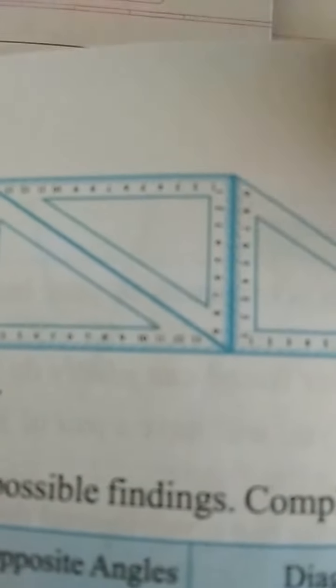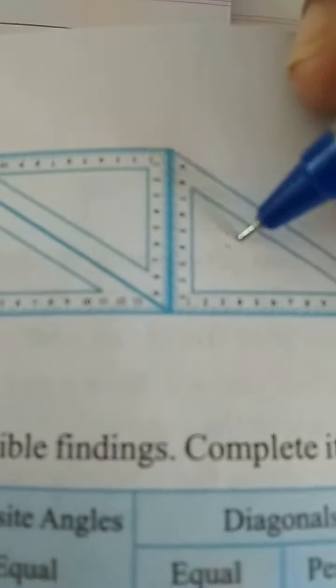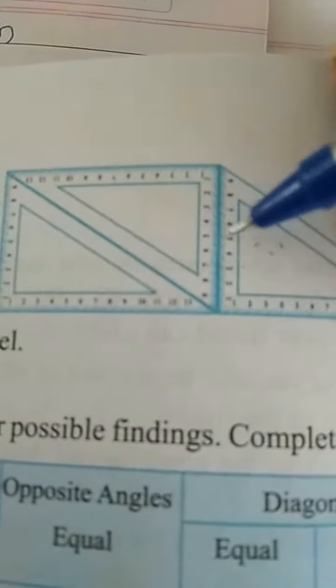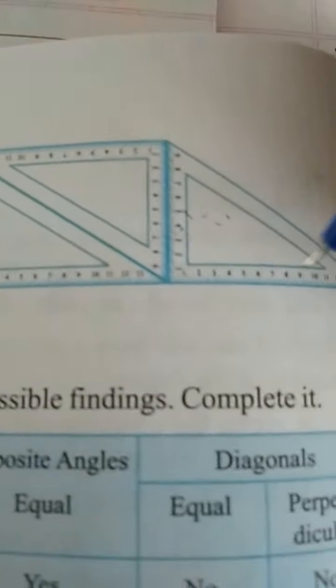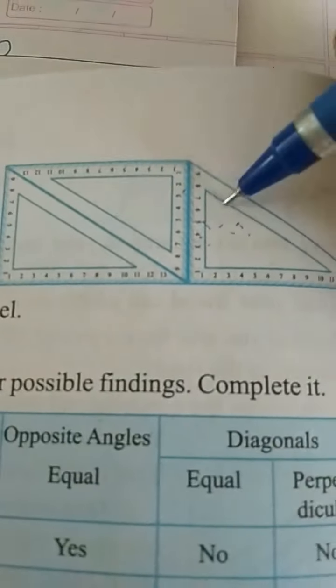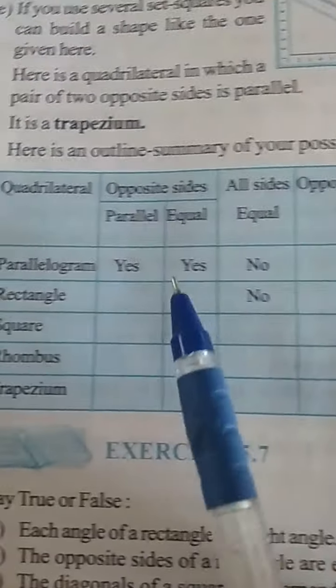In your geometry box you will get these, so do this activity. If you use several squares, you can build a shape like the one given here. Here is a quadrilateral in which a pair of opposite sides are parallel. Two sides are parallel. This is a trapezium. Let us complete this table.